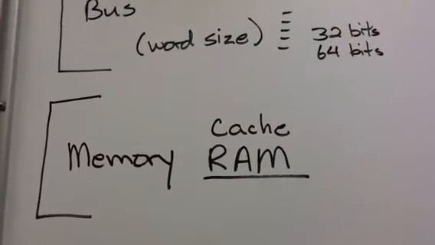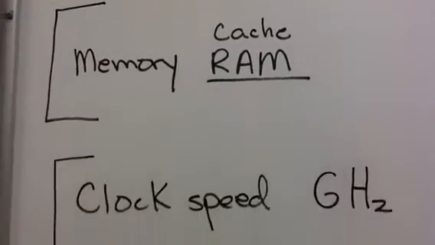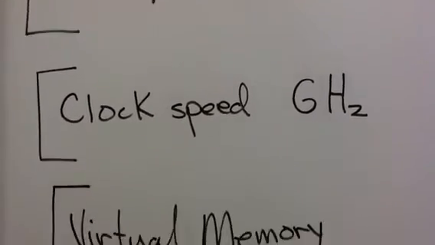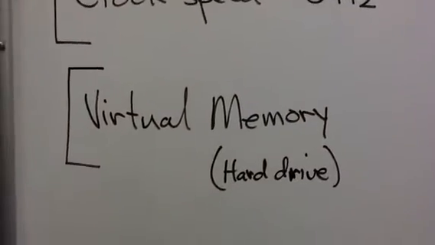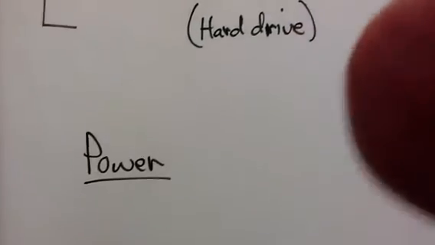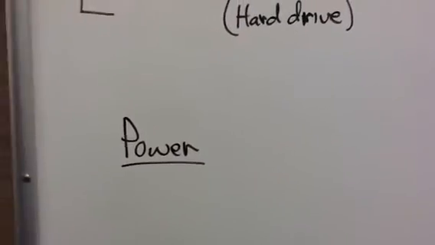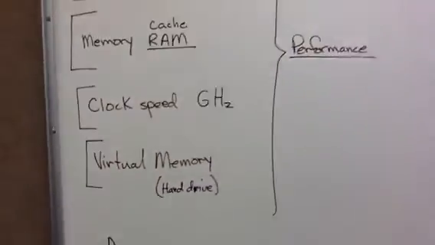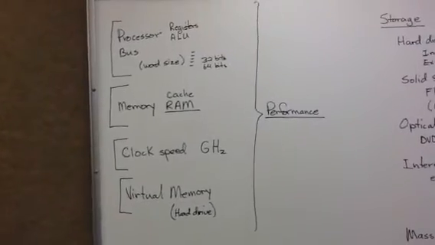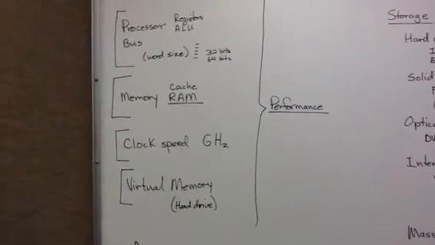We talked about the importance of memory, clock speed in gigahertz, how many cycles the machine's running at, and then that idea of virtual memory, what it puts out on the hard drive. We also reviewed a little bit about power, and then how those all relate to performance. You should be able to tie that together. Okay?